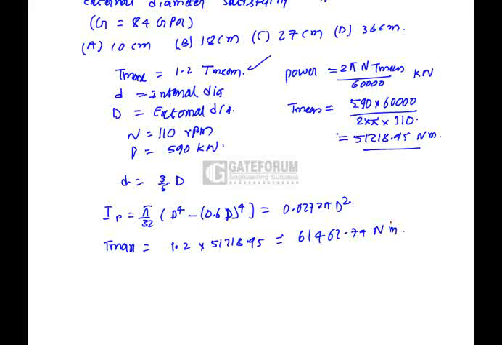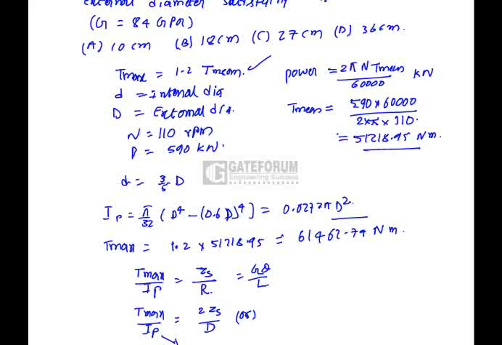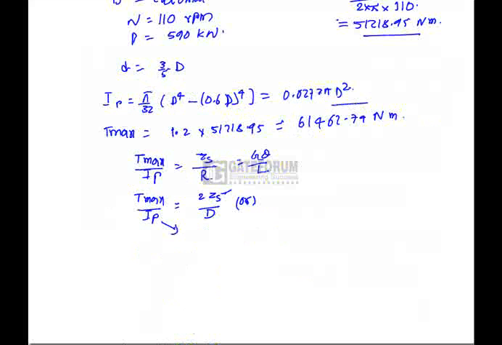So T max is equal to 1.2 times 51218.95, that is equal to 61462.74 Newton meter. We know the relationship T max by IP is equal to maximum shear stress tau S by R, which is equal to G theta by L. We convert radius into diameter: T max by IP is equal to 2 tau S by D. Substituting IP, tau S, the maximum shear stress of 63 MPa, and T max, we get an equation in terms of D, so D can be calculated: D is equal to 17.87 centimeters.